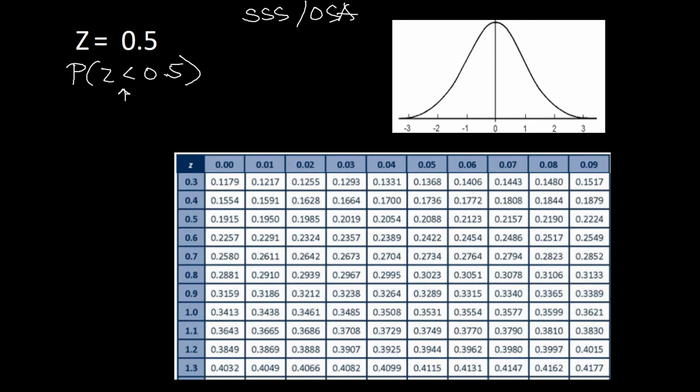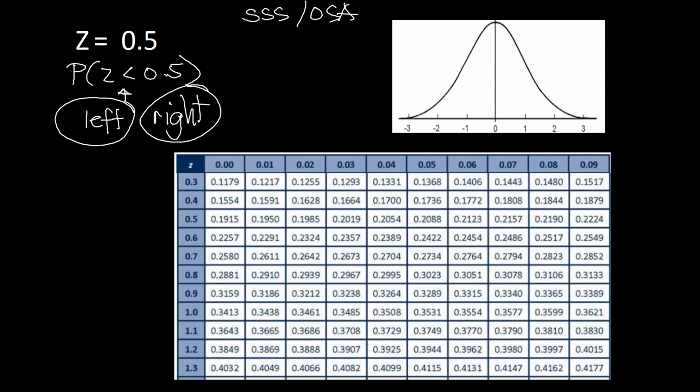This tail here is pointing towards the left side, so your area is on the left tail. Then we have our z value, which is 0.5, which is positive, and it is located on the right side. So once again, we have left and right, which are opposite directions. If that's the case, we follow the opposite sign, then we add.